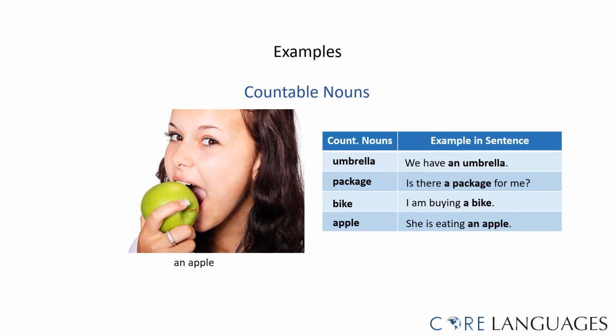Notice how umbrella and apple begin with a vowel and a vowel sound. Umbrella, apple. We need to use an for umbrella and apple. Package and bike begin with consonants and consonant sounds, so we need to use a.